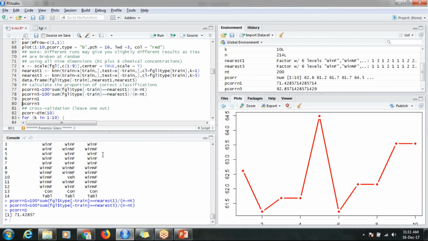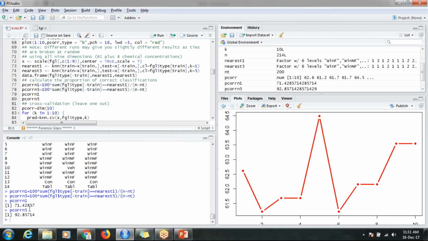Now let me see the percentage accuracy. For 5, I have 92. So only one was misclassified, otherwise all of them were correctly classified.